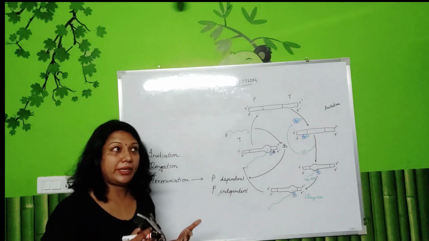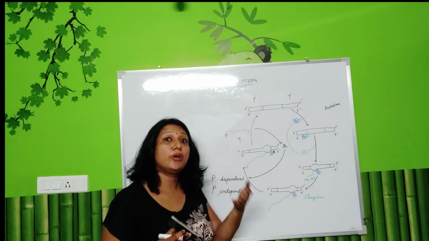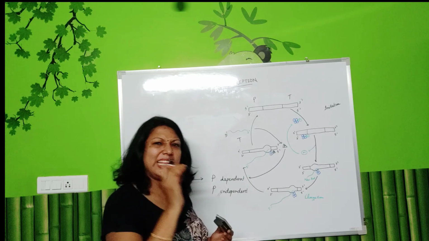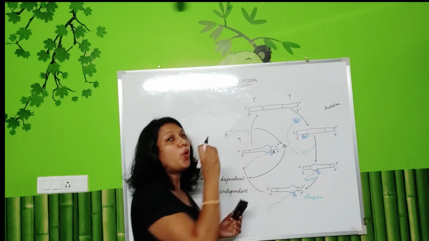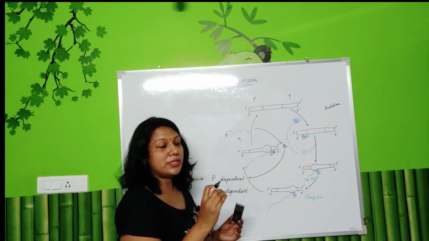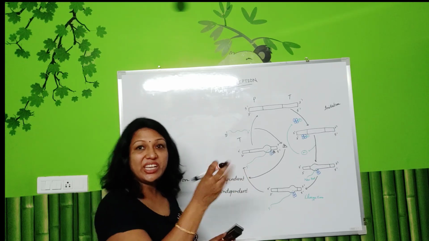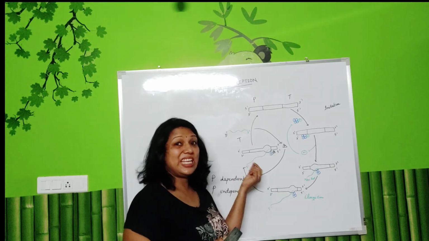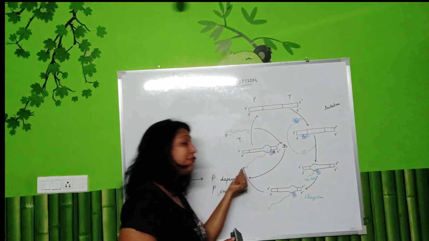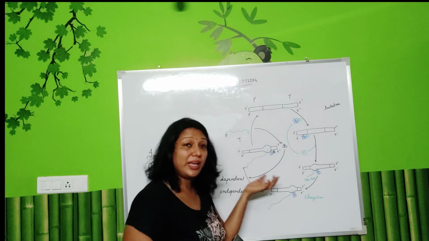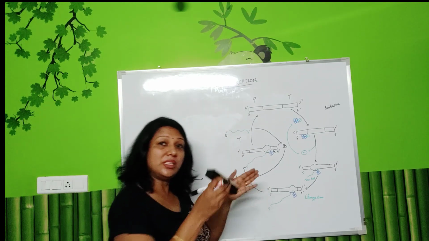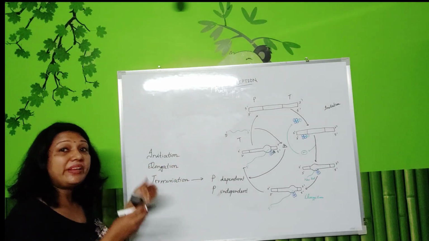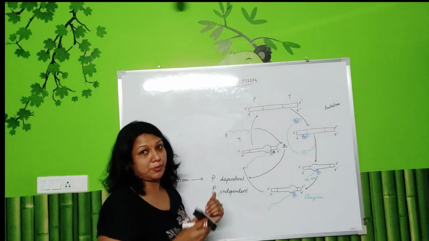Now, what is rho dependent? That means we depend on a factor called rho factor. So can you see here, rho factor, either it will go and bind to the core enzyme, and once it binds to the core enzyme, it will move out of the DNA. This is one possibility. Second thing, it can transiently bind to the newly synthesized mRNA. In that case also the termination will occur. So this is the way rho dependent termination will occur in transcription.